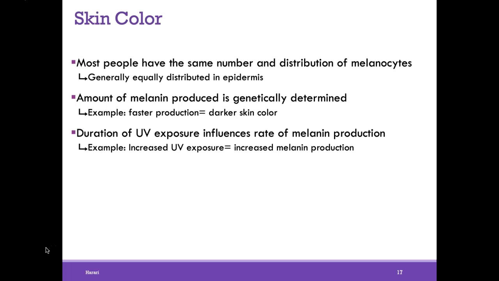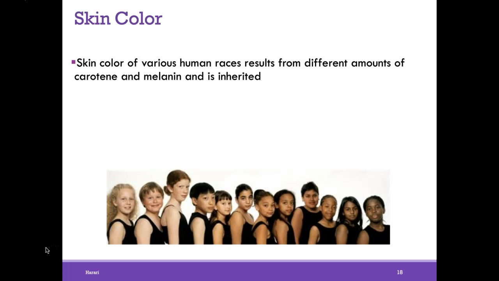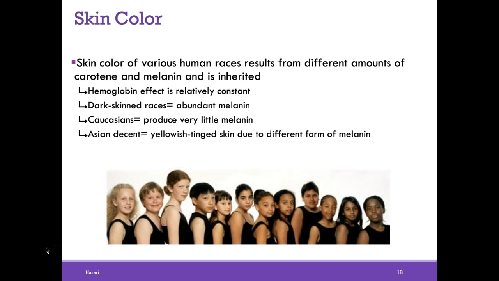So the amount of melanin also varies from place to place on the body. Let's talk a little bit more about skin color and how it evolved. Skin color of various human races results from different amounts of keratin and melanin that it inherited. The hemoglobin effect is relatively constant. Darker skin has abundant melanin. Caucasians produce very little melanin, and as I said, they store it differently. And people of Asian descent have a different form of melanin, so it's a different skin tone entirely.